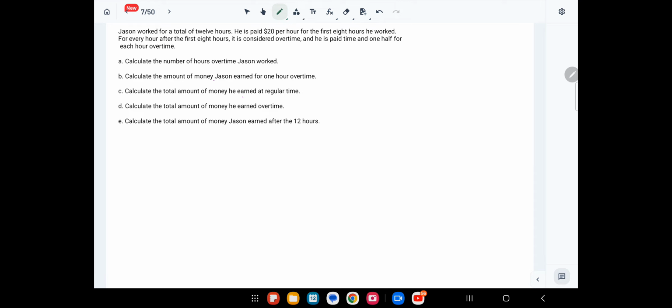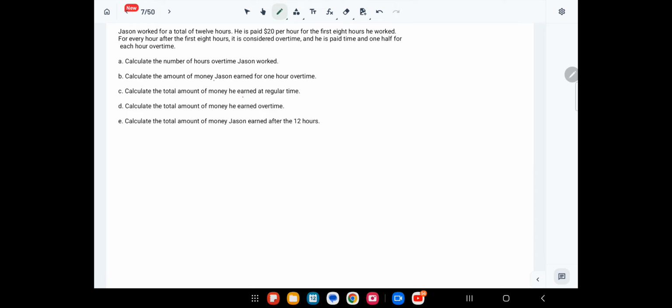Alright, so to explain wages, we have our question here. Jason worked for a total of 12 hours. He is paid $20 per hour for the first 8 hours he worked. For every hour after the first 8 hours, it is considered overtime, and he is paid time and 1/2 for each hour overtime. So on a particular day, Jason worked for a total of 12 hours.